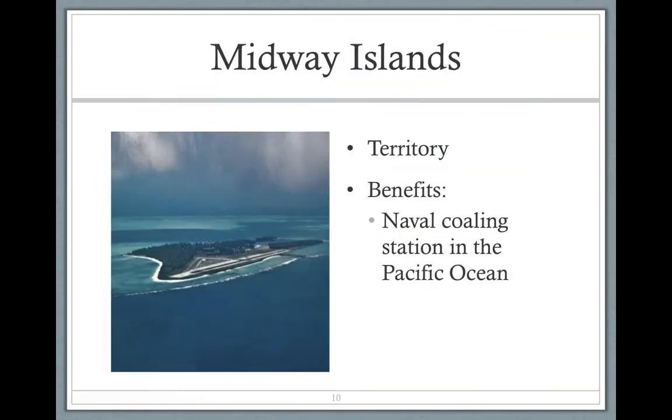Why did we want the Midway Islands? Well, you've got to remember our ships ran on coal, so we needed different coaling stations to make sure they could refuel. Part of the United States, now that it was growing and we're trying to think of ourselves as an empire, is that we wanted a bi-coastal navy. What does that mean? It means we want a navy in the Atlantic Ocean and we want a navy in the Pacific Ocean.